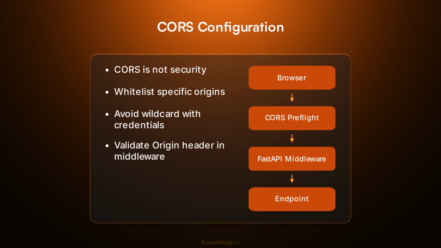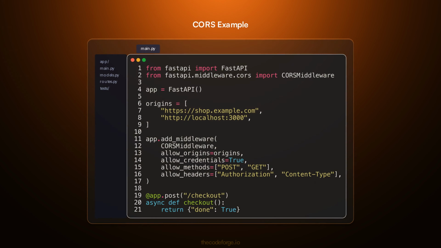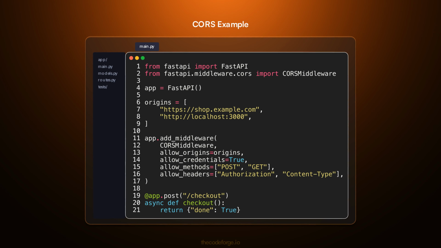CORS prevents browsers from sharing responses across origins, but it's not a security feature. Always whitelist specific origins in production. Lock CORS origins to explicit domains. Wildcard origins are only safe for public read-only endpoints.